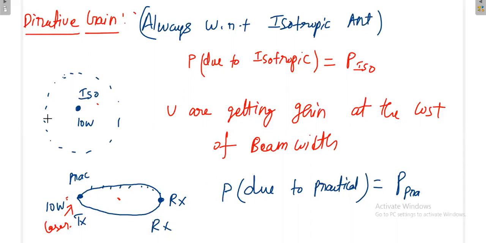Because the isotropic antenna is radiating in all directions, but sometimes we do not need radiation in all directions. In practical purposes, we need radiation only in the horizontal plane. Even in the horizontal plane, I need radiation only on a particular side.